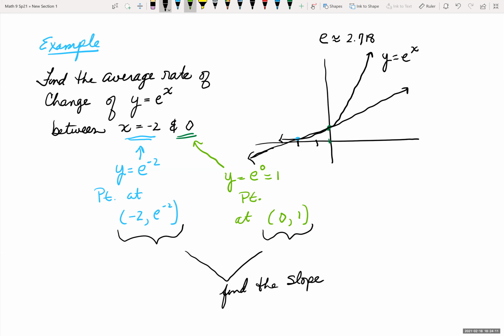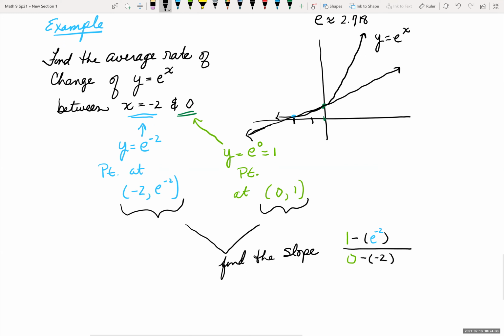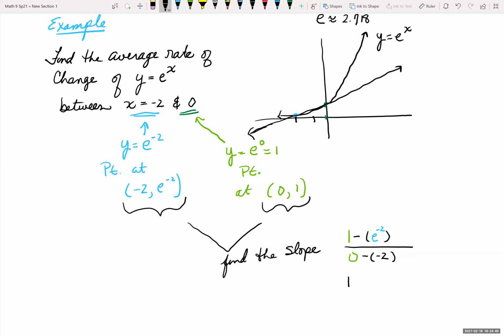So we're looking at the change in our y value, 1 minus e to the -2 power, all over 0 minus -2. Okay, so let's simplify that a little bit. And so we have 1 minus e to the -2, all over a negative and a negative, so that's +2.